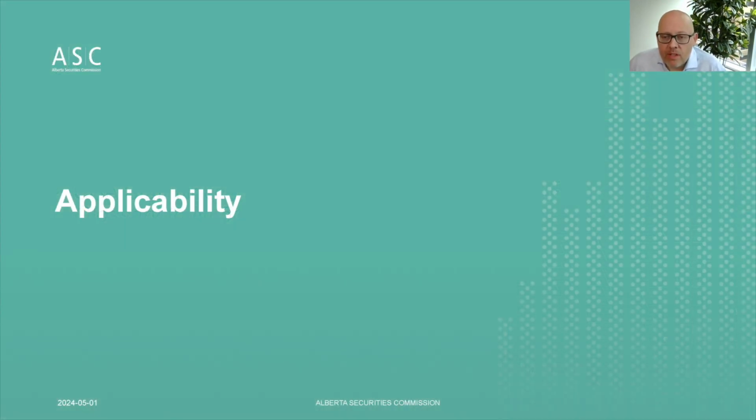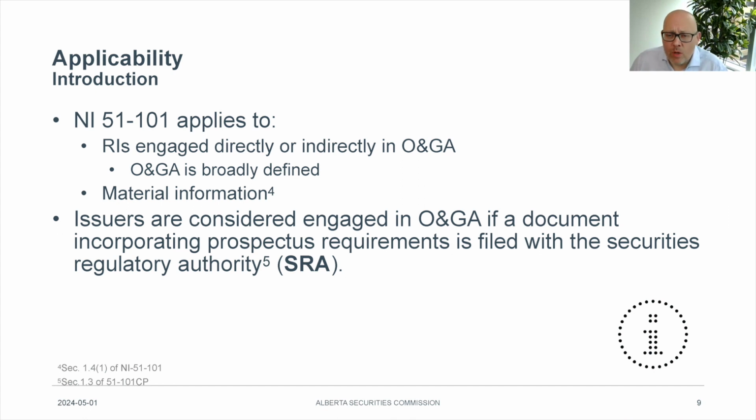Next up, applicability of NI 51101. NI 51101 applies to reporting issuers engaged directly or indirectly in oil and gas activities. We will define this in the next slide. Oil and gas activities is broadly defined. It applies to material information. And one other important thing I'd like to add here is that issuers are considered engaged in oil and gas activities if a document that incorporates prospectus requirements is filed with the Securities Regulatory Authority, or the SRA.